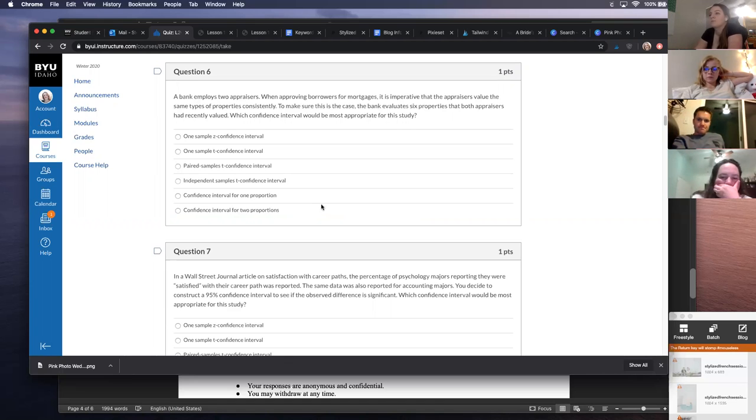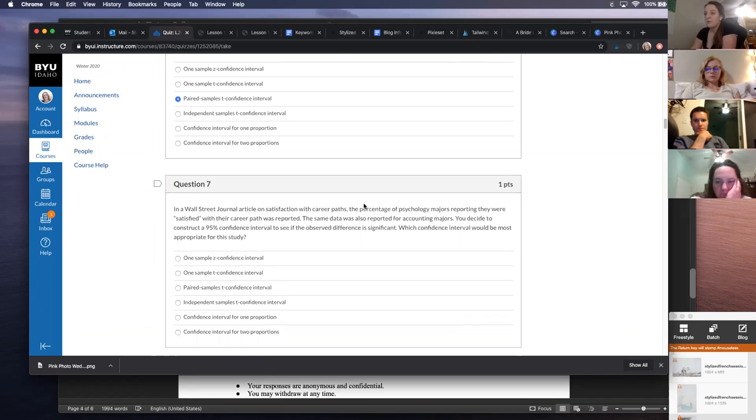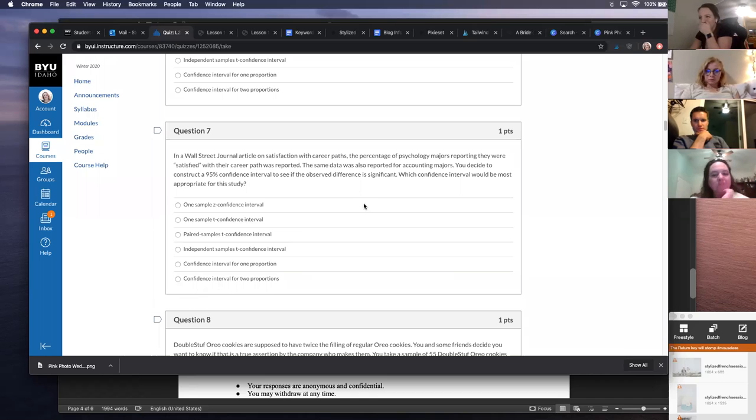Yeah. And the reason I would think they would be paired is because if you select one property for the first appraiser, it has to be the same property for the second appraiser. Mm-hmm. That makes sense. For some reason, I have a hard time making sure I get it, quantitative or the other one, whatever it is. Qualitative. Qualitative, yes. Yeah, I totally butchered this one the first time.